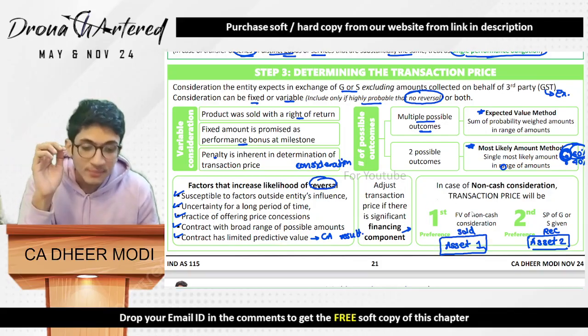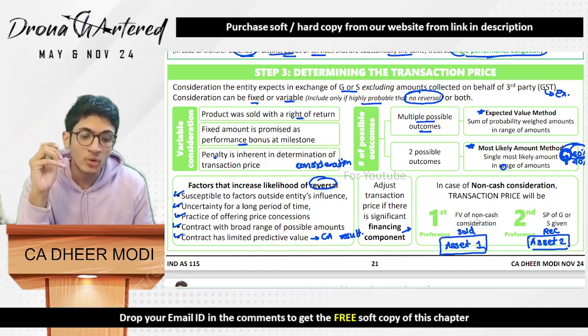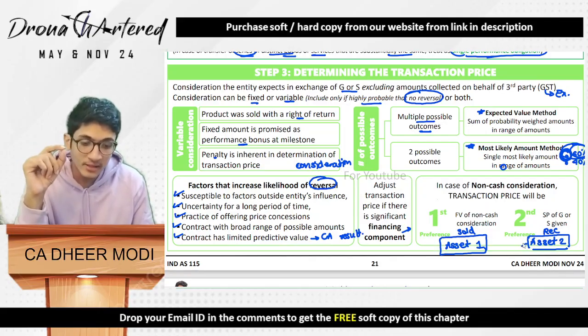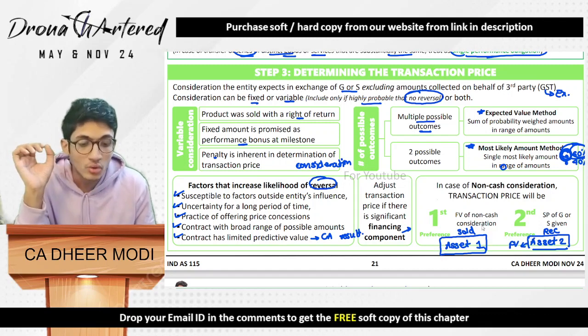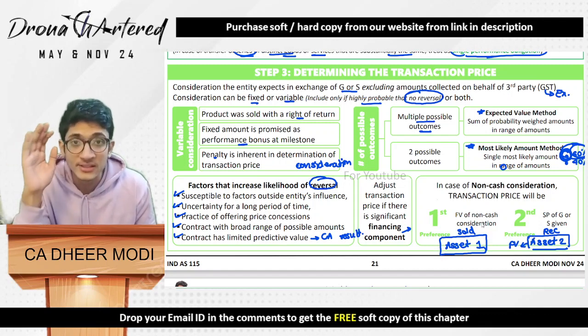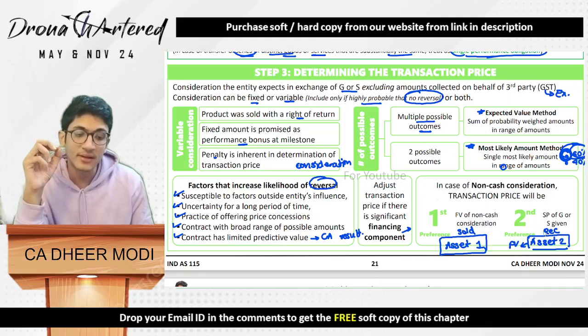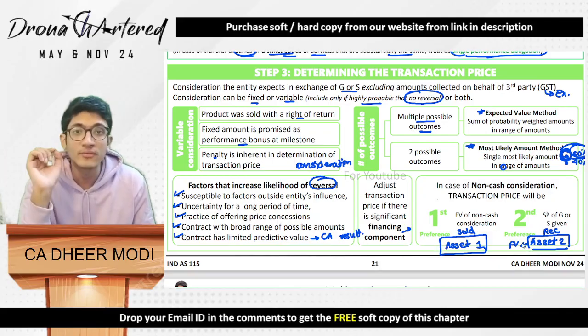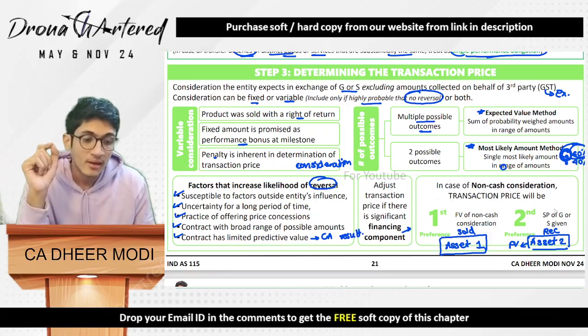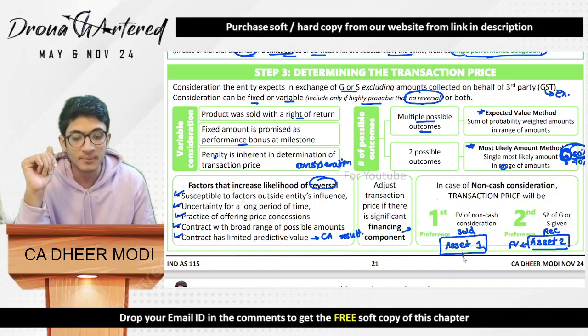So your first preference will be the fair value of non-cash consideration. That means the selling price of asset 1 will actually be the fair value of asset 2. That is the fair value of non-cash consideration. Our non-cash consideration is your asset 2. Your second preference, if you are unable to determine the fair value of this, will be the selling price of the good or service given. That means the selling price of your asset 1.